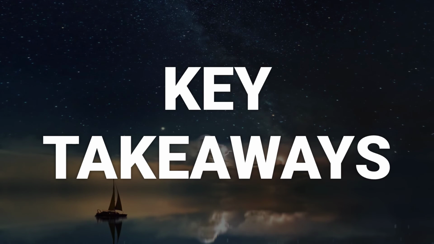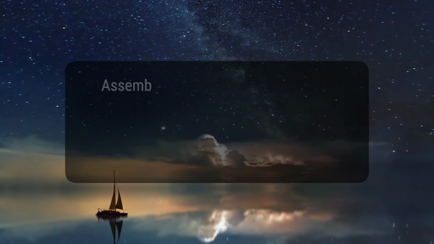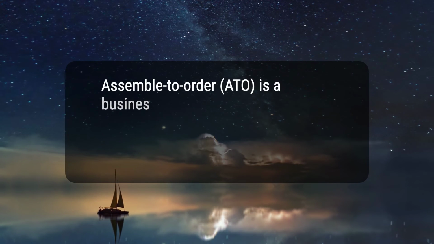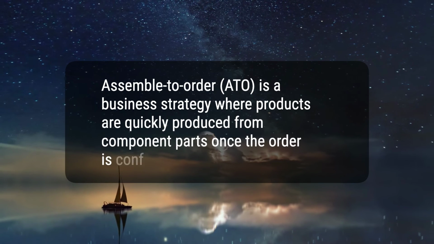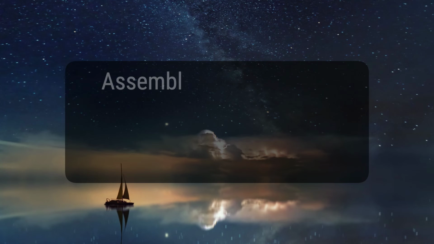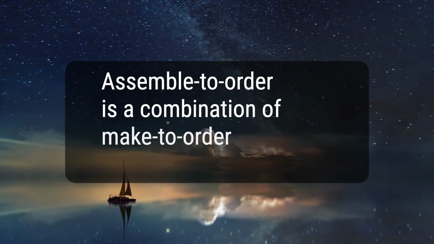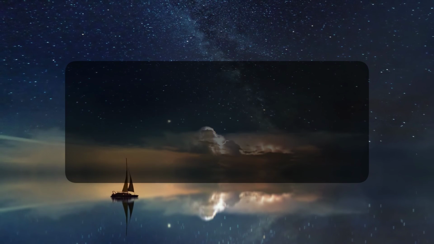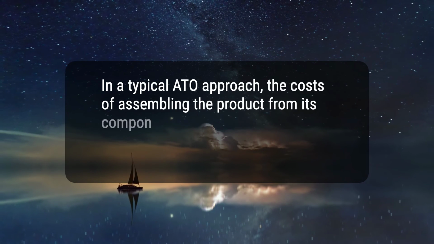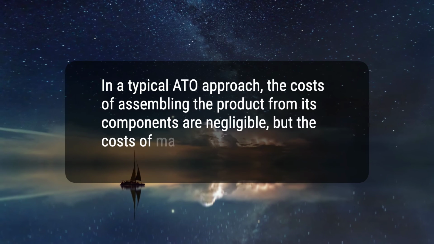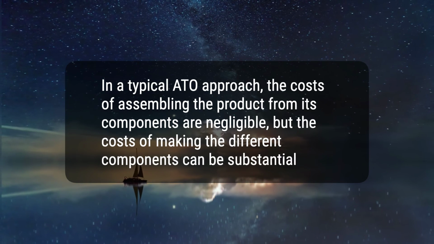Here are 4 key takeaways. 1. Assemble-to-order, ATO, is a business strategy where products are quickly produced from component parts once the order is confirmed. 2. Assemble-to-order is a combination of make-to-order and make-to-stock. 3. In a typical ATO approach, the costs of assembling the product from its components are negligible, but the costs of making the different components can be substantial.